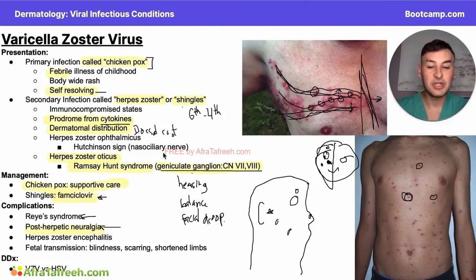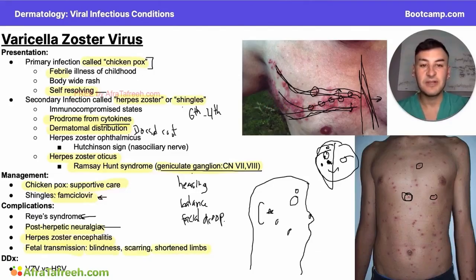Another complication is going to be herpes zoster encephalitis. So this would be all of our classic dermatomal rash-like symptoms accompanied by now a change in mental status. And this is a very scary diagnosis. Additionally, if mom has VZV and is giving birth to her baby, you can get fetal transmission, okay? And this can cause issues with blindness, scarring, and shortened limbs in the fetus.